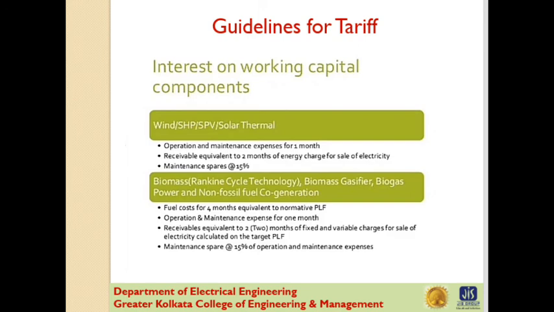Biomass Rankine cycle technology, biomass gasifier, biomass power and non-fossil fuel cogeneration. The regulations are fuel cost for 4 months equivalent to normative PLF, operation and maintenance expenses for 1 month, receivable equivalent to 2 months of fixed and variable charges for sale of electricity calculated on the target PLF, maintenance spare at 15% of the operation and maintenance expenses.